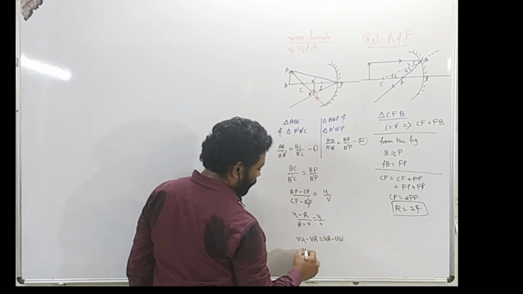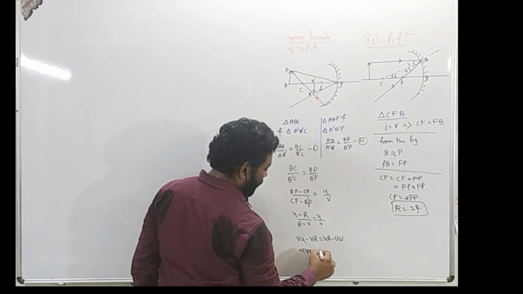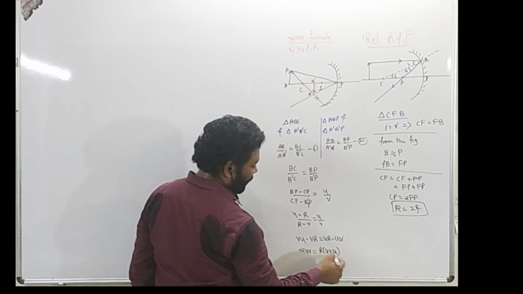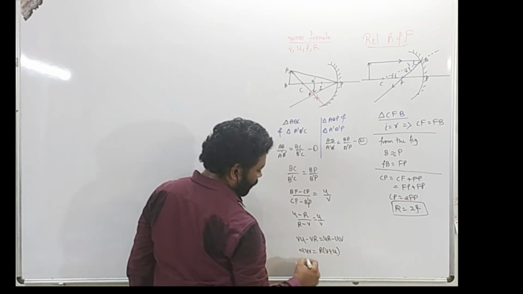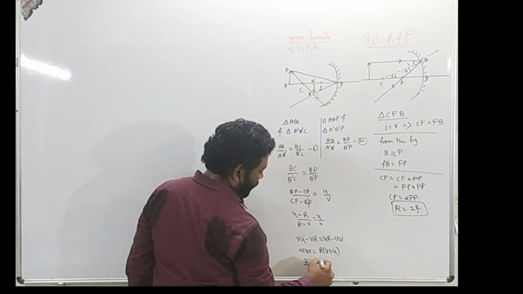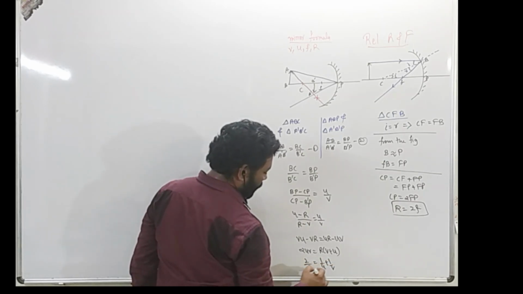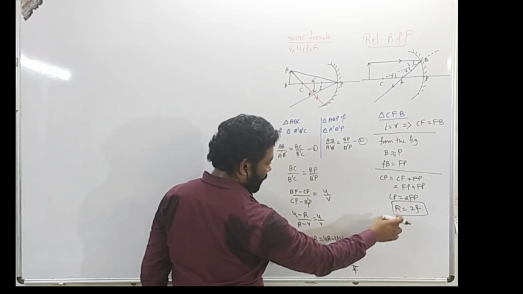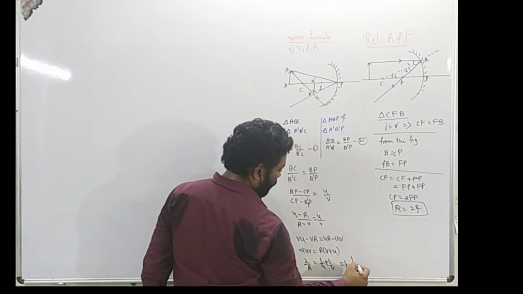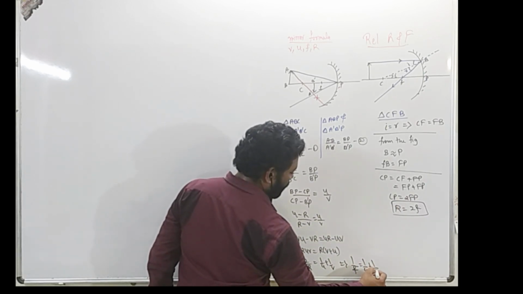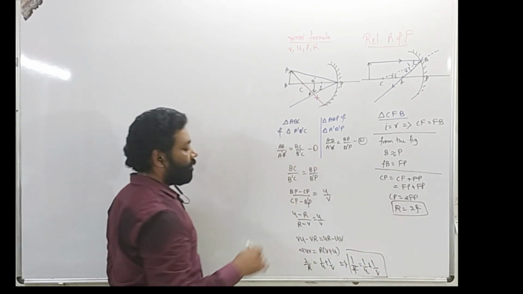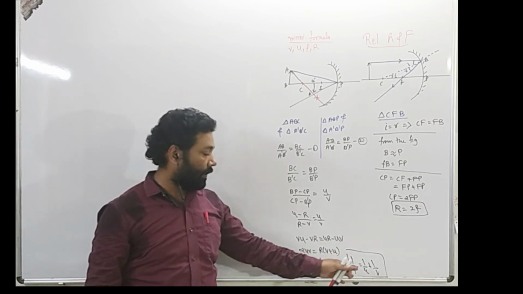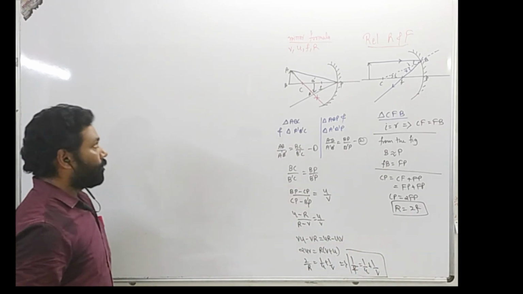UV and UV, 2 times UV, and on the other side it will be R common, V plus U. Taking UV on the left hand side and bringing R to the left hand side, it will be 1 upon U plus 1 upon V, and this can be further summarized as 1 upon F. From this relation, R by 2 is nothing but 1 upon F, which will be equal to 1 upon U plus 1 upon V. So this is the mirror formula, helpful in finding any other quantity if one or two of them are given.